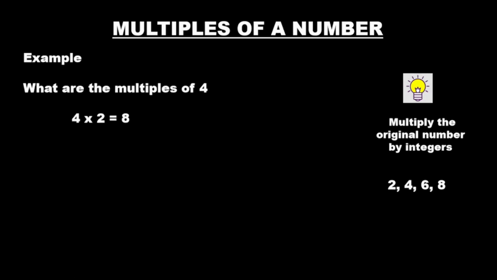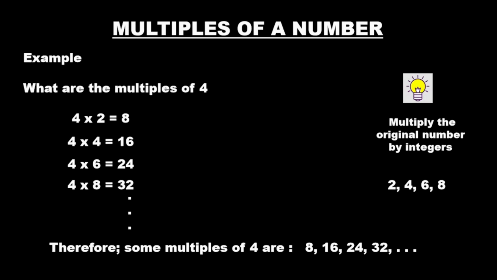So 4 times 2 is 8, 4 times 4 is 16, 4 times 6 is 24, and 4 times 8 is 32. So therefore, the multiples of 4 are 8, 16, 24, 32, and the list goes on.